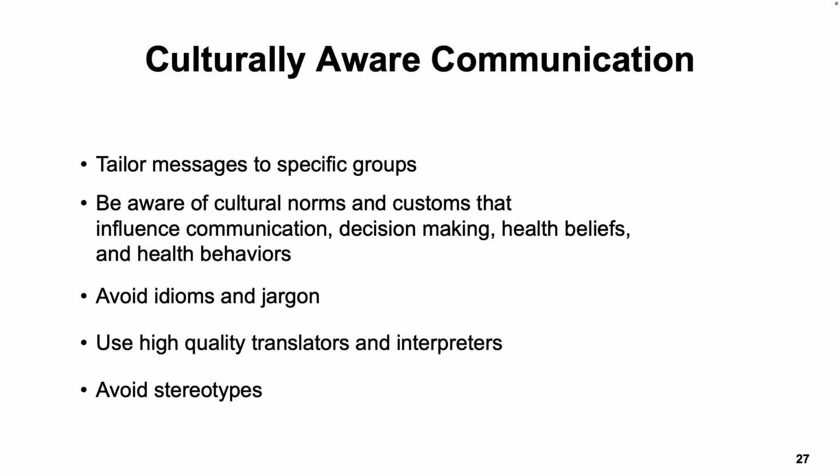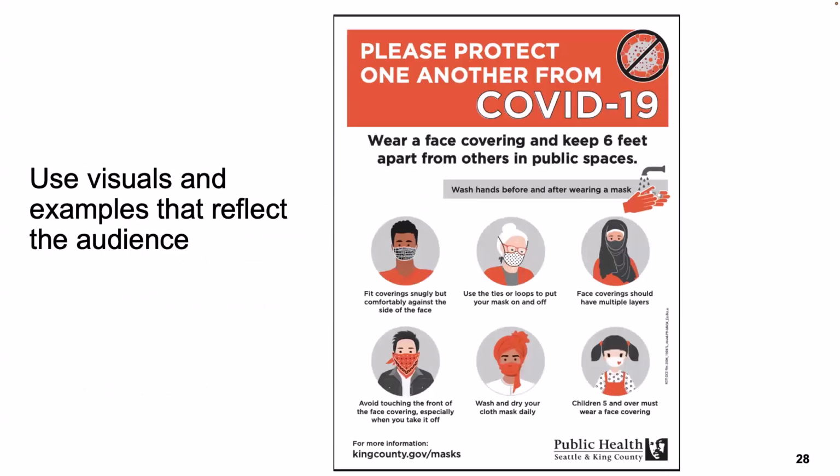Use high quality translators and interpreters when possible. You really want translators to translate the meaning of a message, not literally translate each word. And finally, the most obvious, we want to avoid stereotypes. We want to make sure the folks we're reaching, we're being inclusive and also that they're getting the information they need. And then utilize visuals and examples that reflect the audience that you're trying to reach and share information with.